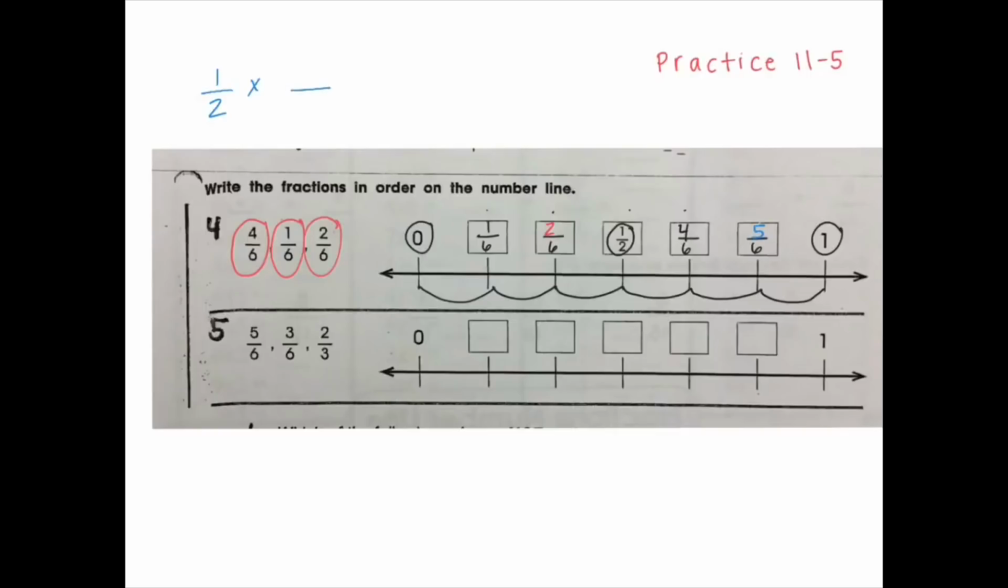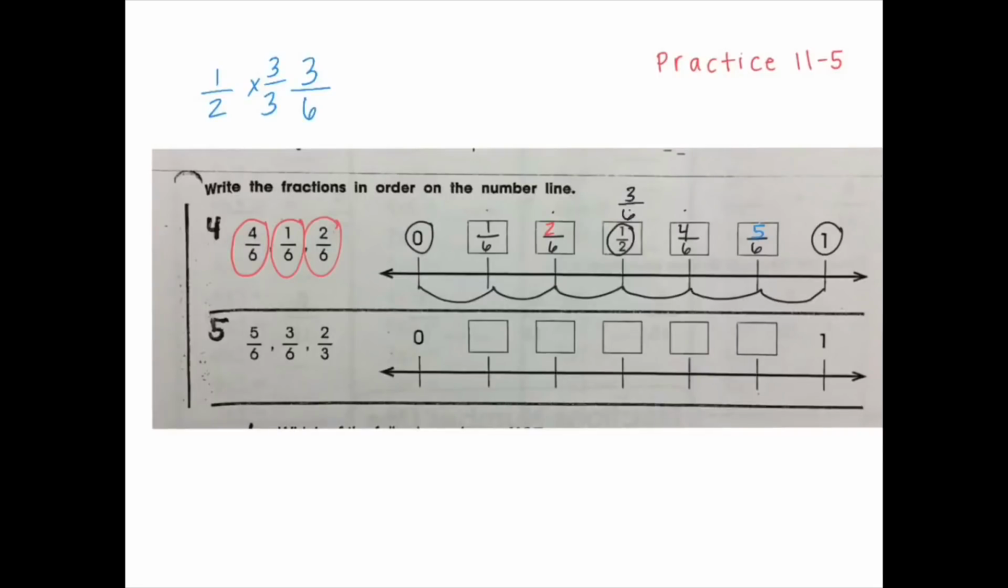So 1/2, 2 times what gets me to 6? Well, 2 times 3. So I need to multiply by 3 over 3. 1 times 3 equals 3. And I get 3 6. Now, let's check and see if that makes sense. 1 6, 2 6, 3 6, 4 6 and 5 6. So it does make sense. 1/2 equals 3 6. So I know I'm good.